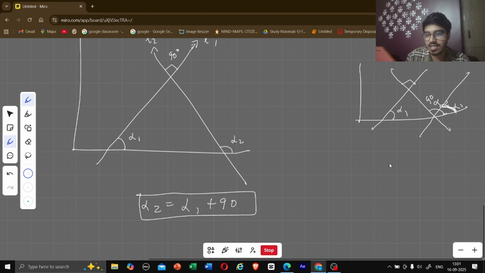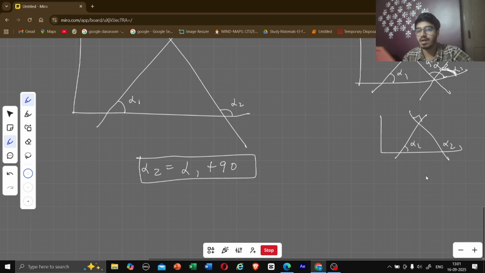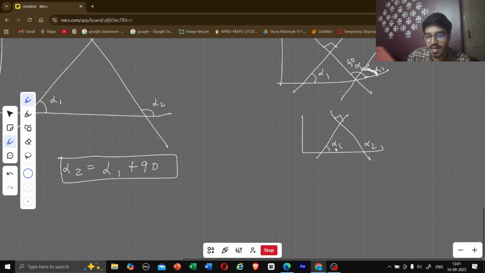So there is also another proof. See, we know the angle sum property of a triangle. Let us consider this angle as x.